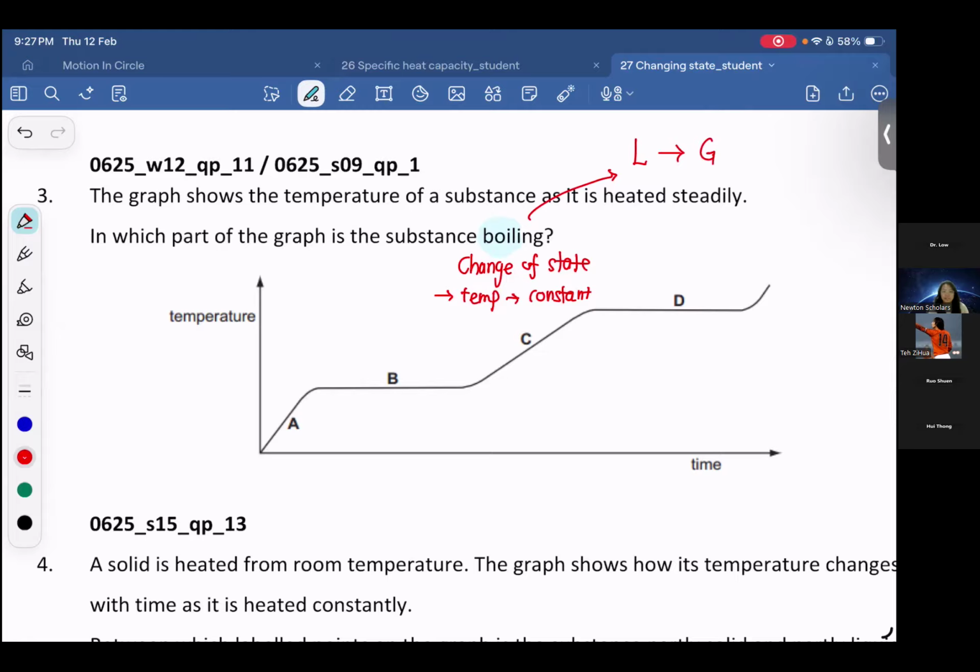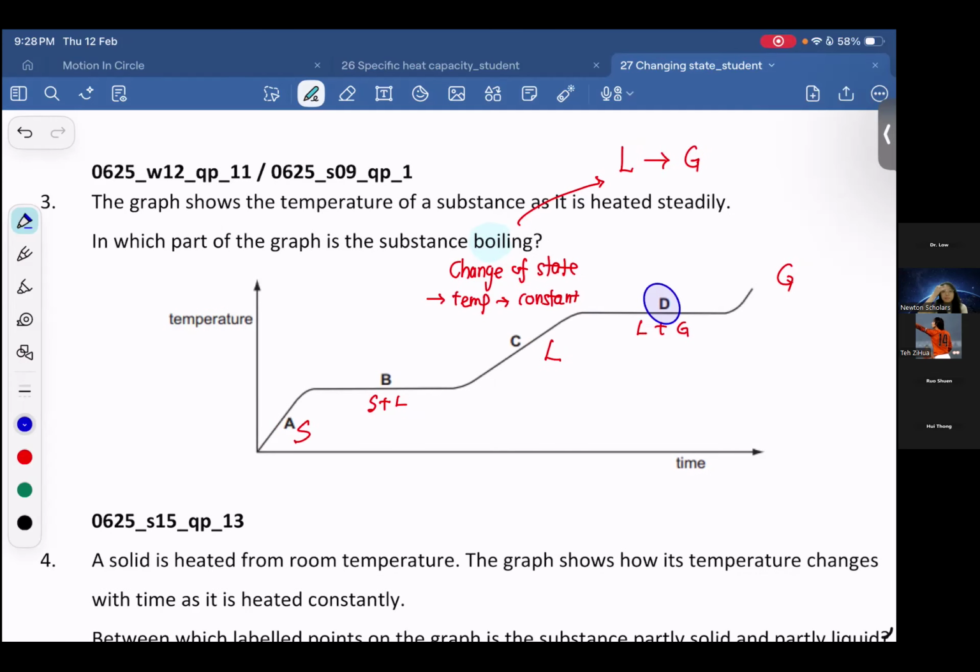Right? So here, they got 2. So this one is solid. This is liquid. Here is gas. When they are horizontal, meaning solid plus liquid. Then when they are in D, it means liquid plus gas. So when they boil, change of state, of course they got some mixing because they haven't completely converted to gas. So our answer for this question will be D. Okay, is that clear? Is it okay?